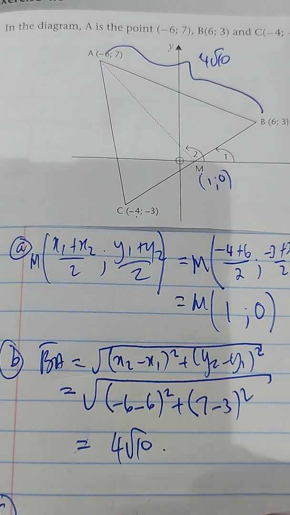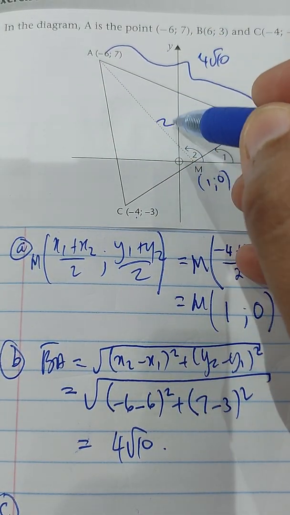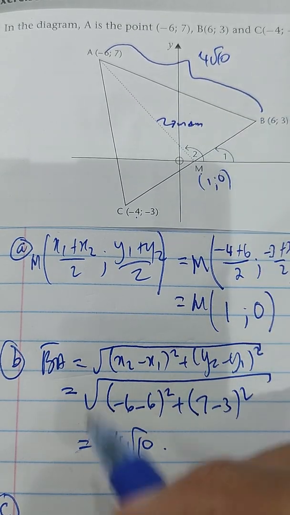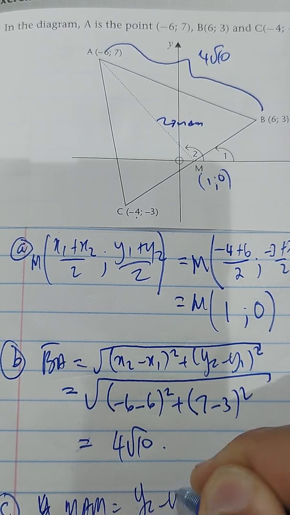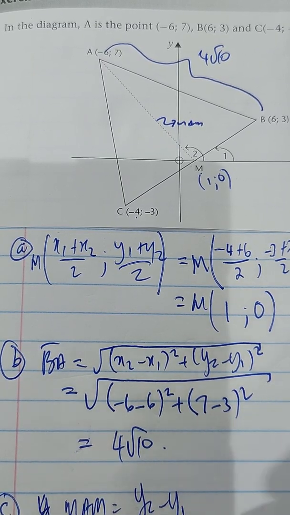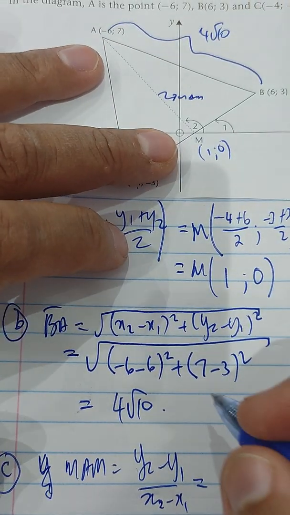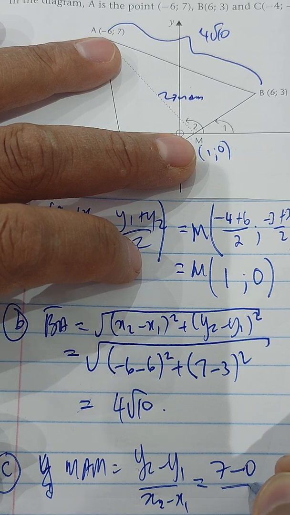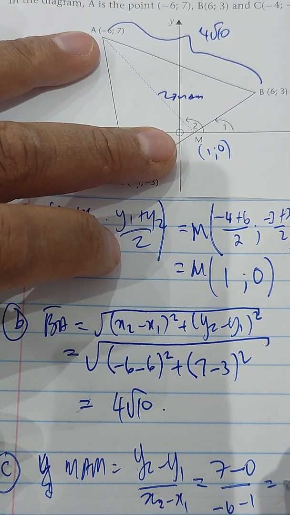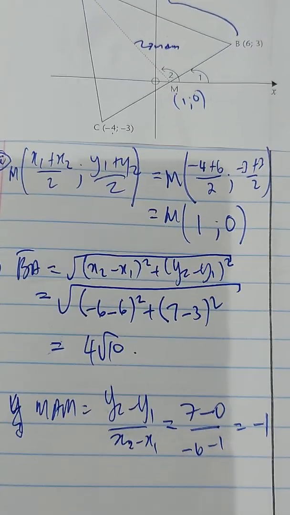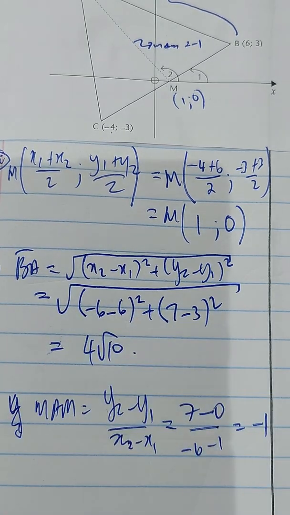Let's look at C. In C they want to know, calculate the gradient of AM. So that's this gradient here. For a gradient, it's going to be y2 minus y1 over x2 minus x1. So for AM, it's going to be 7 minus 0 over -6 minus 1, which is 7 over -7, which is -1. So the gradient is -1.